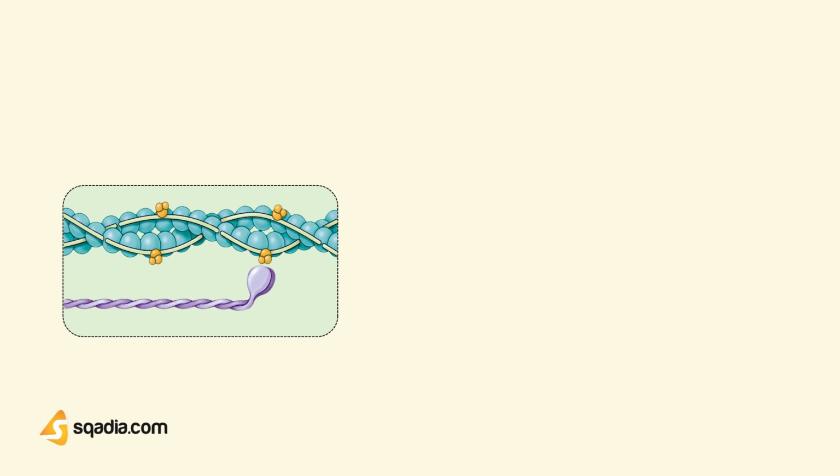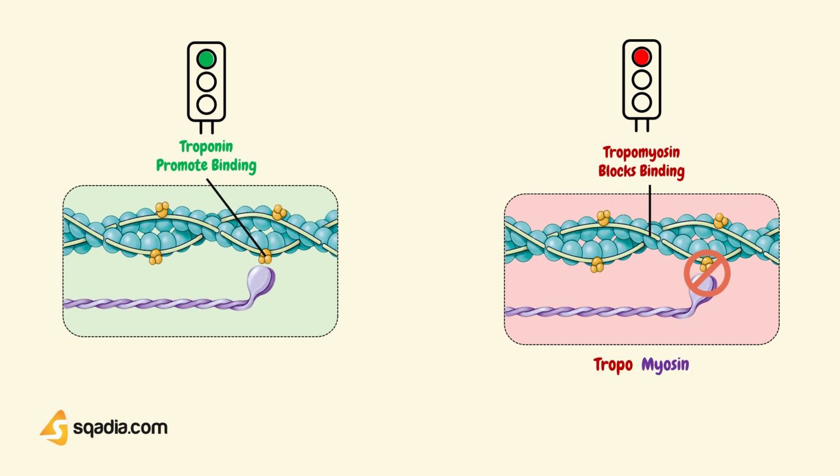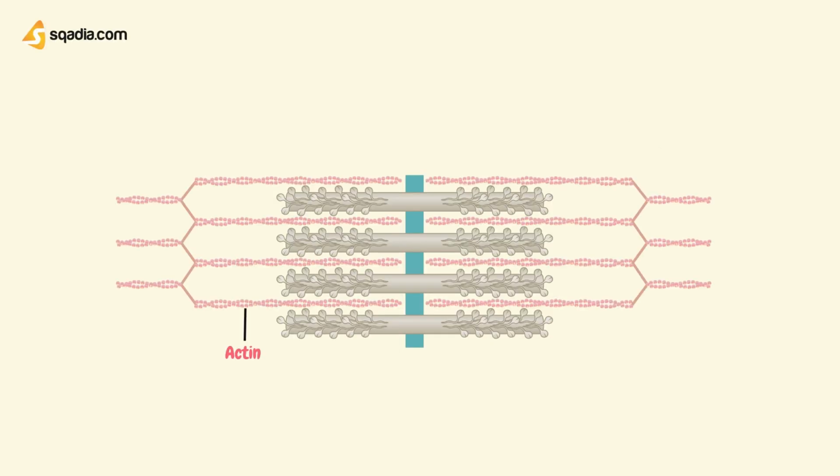This is actin, and this is myosin. Troponin promotes binding with myosin binding sites, which leads to muscle contraction. But contrary to this, tropomyosin blocks muscle contraction by blocking the binding site of myosin. You can remember the function of tropomyosin from its name as stop myosin, which means it stops the binding of actin with myosin.